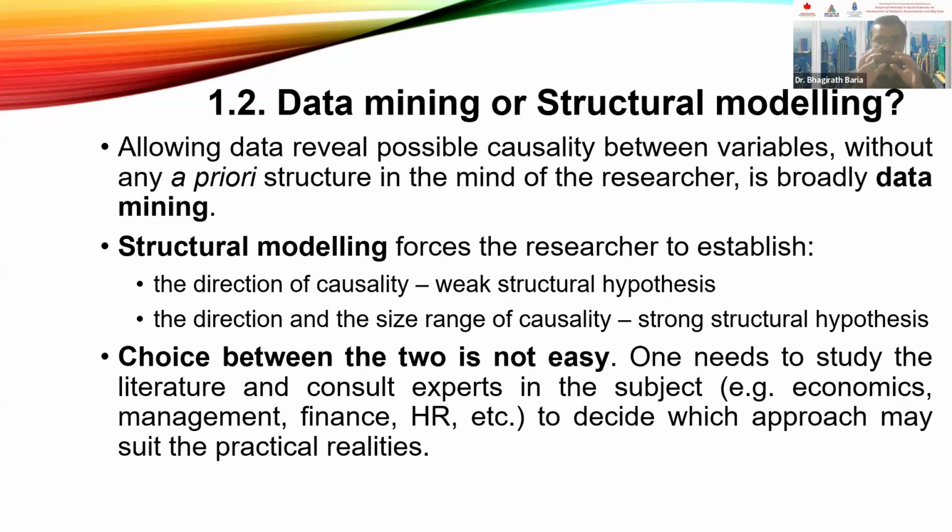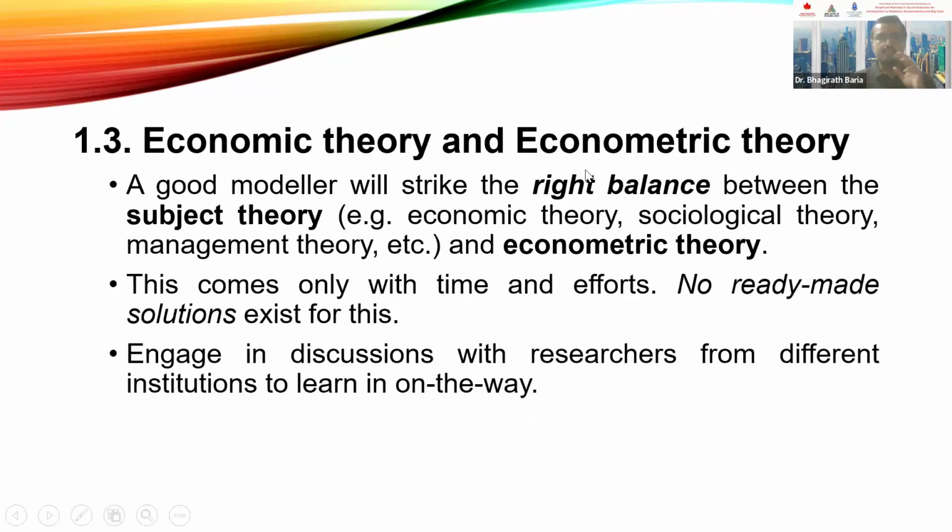Now structural modeling says you should have some idea in advance. You should know the structure of how these are related, what should happen between them, which should come first, which will come second. But data mining says don't do that. You test them. There are some econometric tests, perform them, and then decide which one should come first, which one should come second, which one should affect the other, how it should affect. So this is one very important debate.